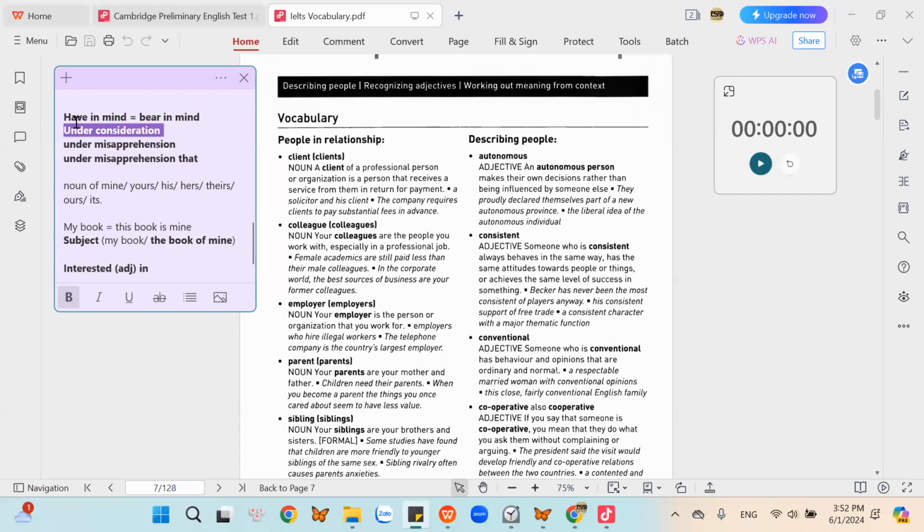In my situation, I have in mind, or bear in mind. You can say that I have something in my mind, or I bear something in my mind. But here, people write it in short: have what in mind or bear what in mind. And the phrase under consideration is very easy for you to use. You think about something carefully. But the phrase under misapprehension is a little bit difficult because it carries a very long meaning. You wrongly think about something. So if you do something under misapprehension, it means you wrongly do it, or you wrongly think about it.